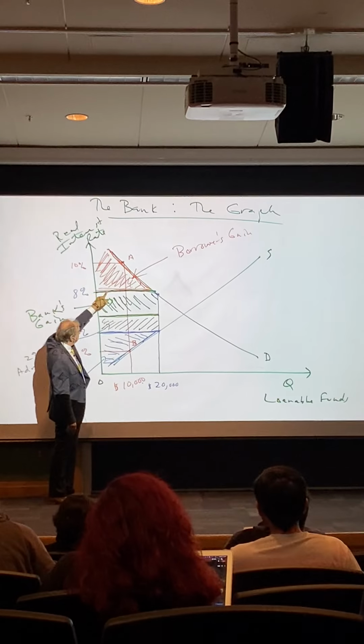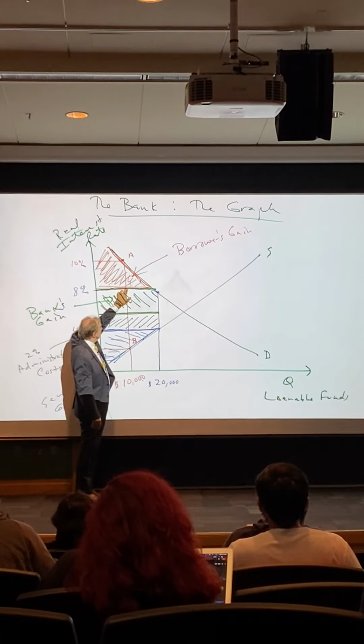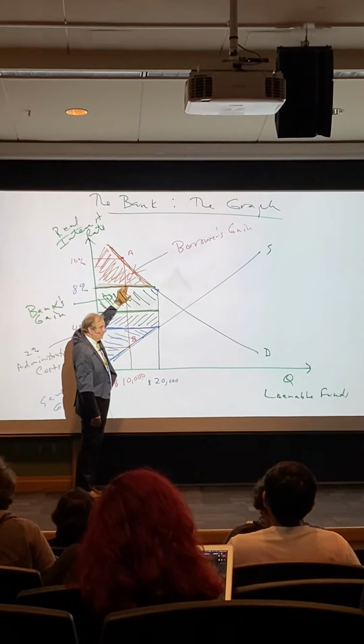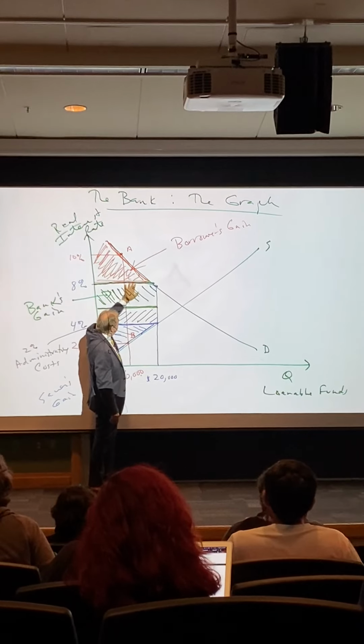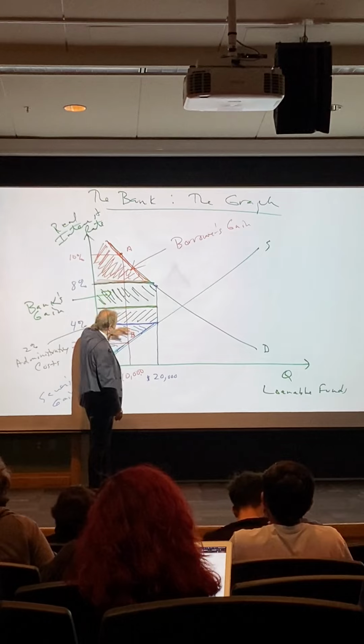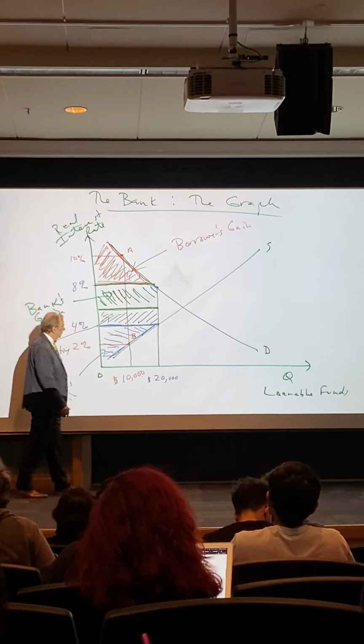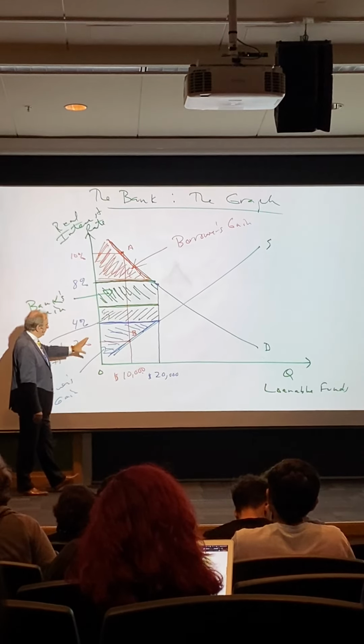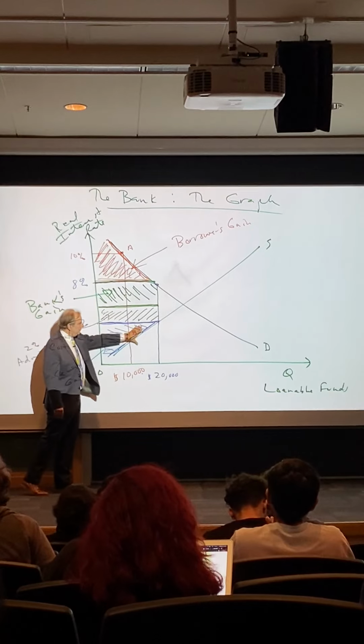So notice A would pay 10 if he had to, but he's only going to pay what? 8. The next guy would pay 9, but he only pays 8. So all the borrowers are paying 8, all the savers are receiving 4. So now watch this. This is the cost of funds right here.